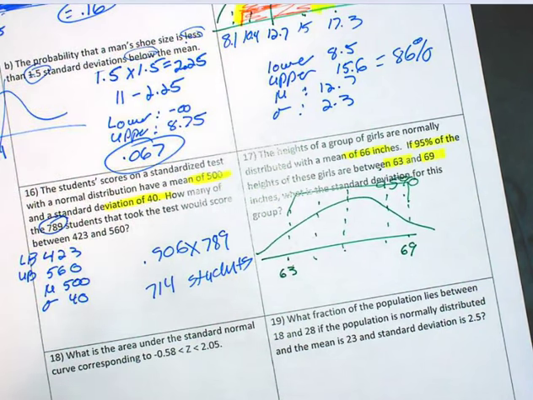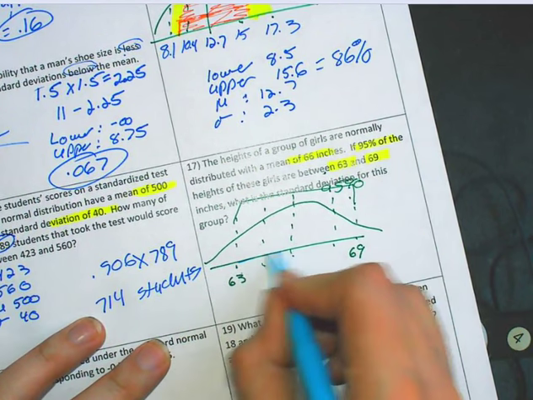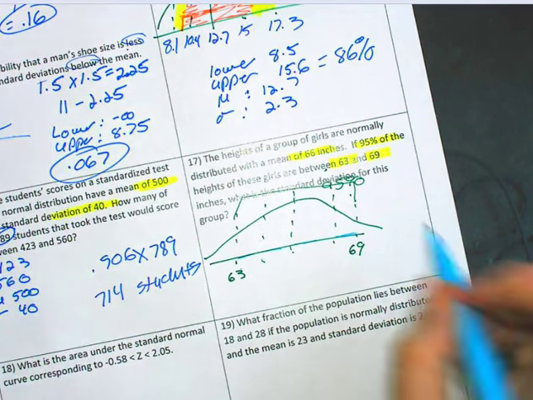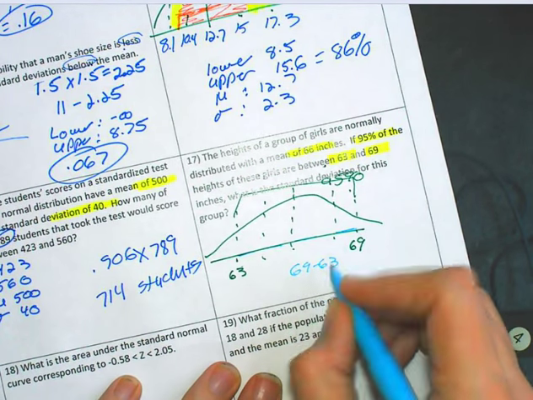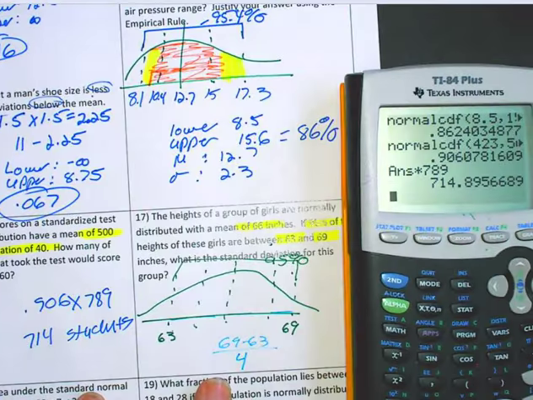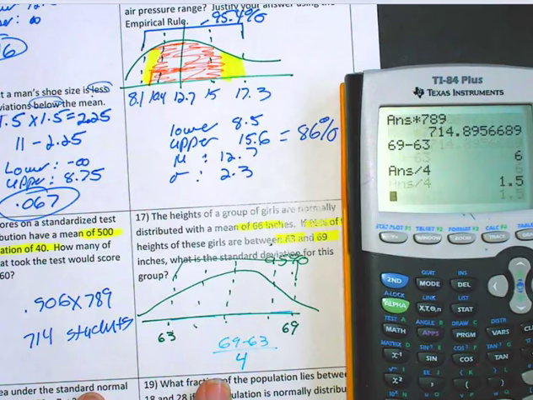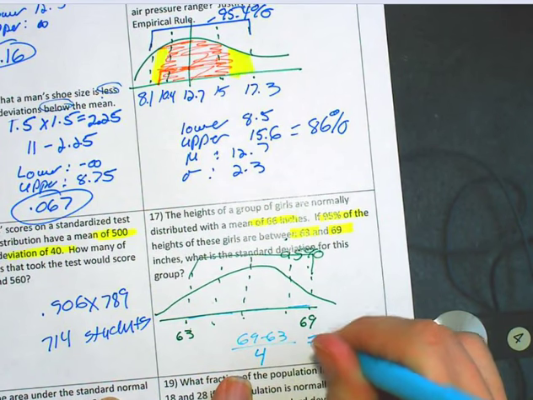Well, if I want to know the standard deviation, I went 1, 2, 3, 4. There are 4 standard deviations, so I want to know the distance between these two. So 69 minus 63, and I'm going to divide that by 4 because I have 4 standard deviations. 69 minus 63 divided by 4 is 1.5. So I have a standard deviation of 1.5.